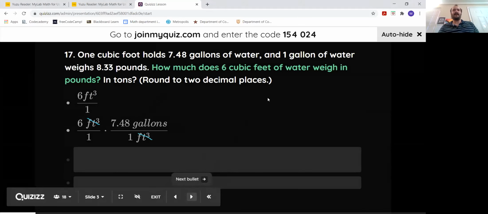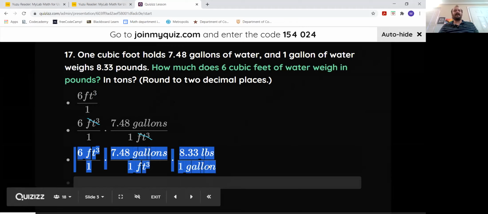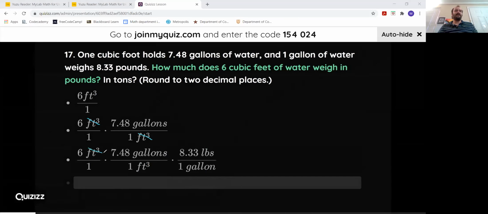So I want something with gallons on it. This tells me 1 gallon weighs 8.33 pounds. So I know 1 to 8.33, gallons to pounds. I put my gallons down here because I have my gallons up here, so they simplify. So my cubic feet simplify, my gallons now simplify, and I'm left with something in pounds. And I think I have it.